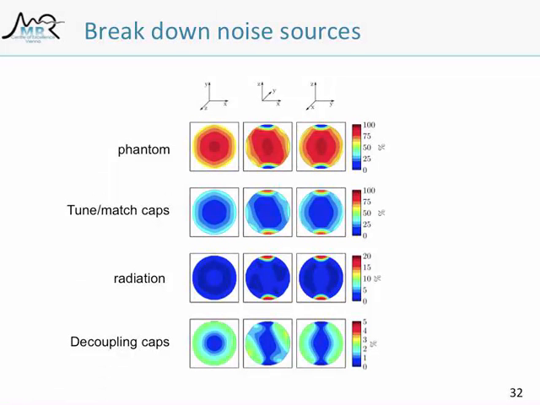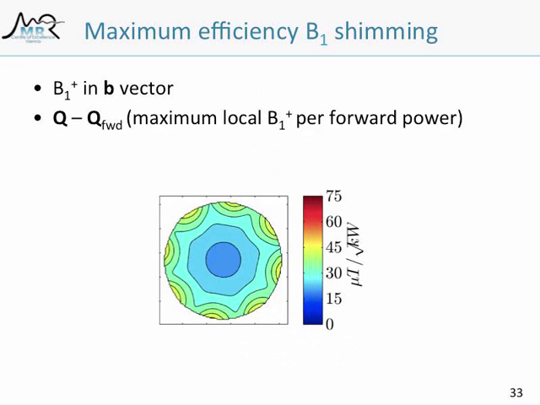Okay, main losses come from the capacitors, which are really bad in that coil. Of course, there's only one, and there are also radiative losses, and that would be noise that's coming from outside the bore that's dissipated there and comes into the bore as noise.